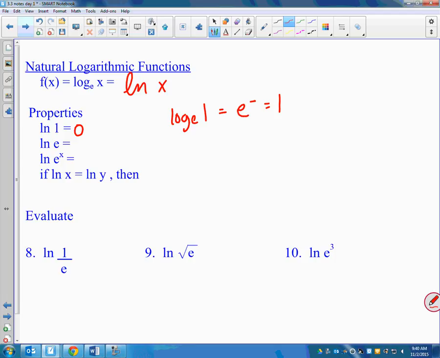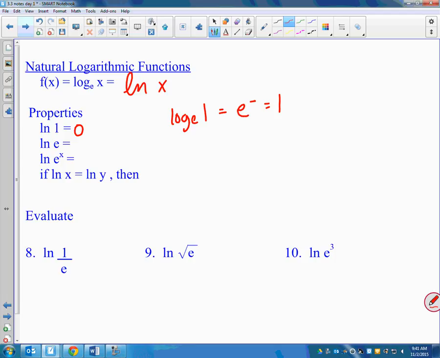Again, there's an ln button on your calculator. You probably remember that from last year. We will definitely be using it. But we will also be doing stuff without a calculator, like questions 8, 9, and 10 would be on a no calculator part of a test, because I don't want you just typing in your calculator.